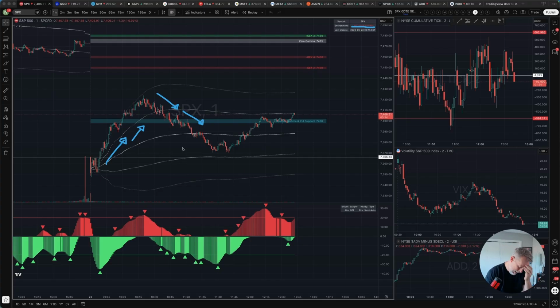It's a little like when we talk about a short squeeze. A short squeeze happens because people are short, buying starts happening, so buyers are coming in, and then shorters are having to stop out.